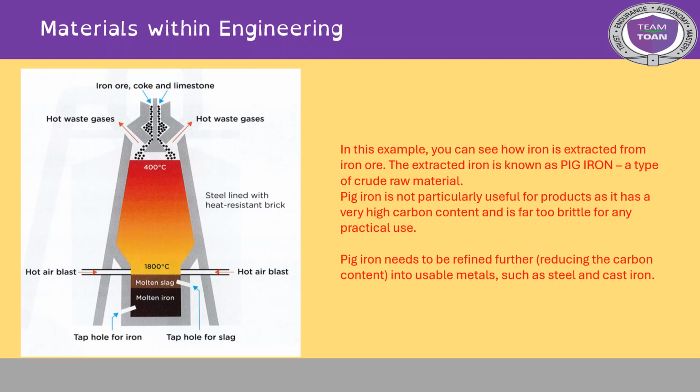The extracted iron is known as pig iron, a type of crude raw material. Pig iron is not particularly useful for products as it has a very high carbon content and it is far too brittle for any practical use. Pig iron needs to be refined further, reducing the carbon content into usable metals such as steel and cast iron.